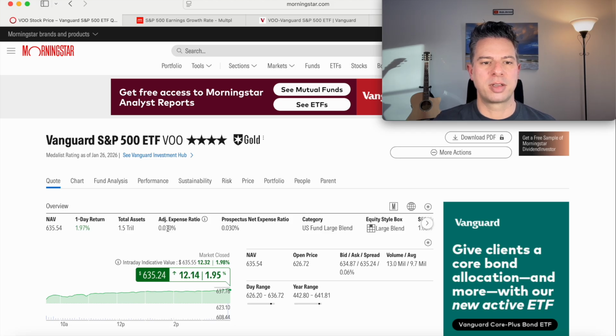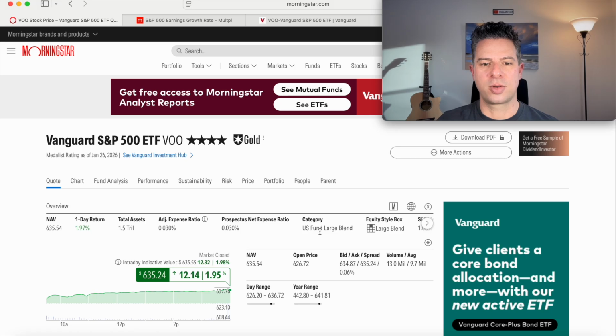But the big advantage of index funds are their low expenses. So if you look at an actively managed fund, those fees can be 0.5%, 0.7%, 1%. Just depends on the fund, and that really hurts your returns. So that's a major advantage of index funds.